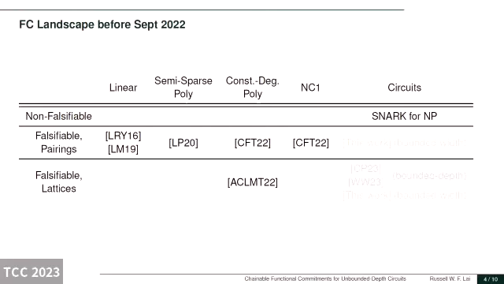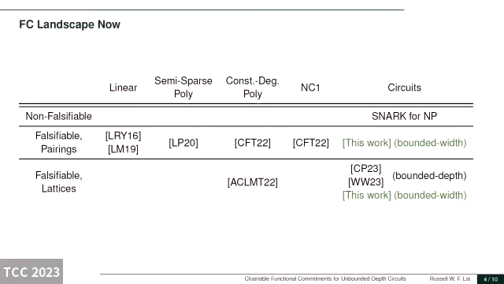Now, this is sufficient for bootstrapping a snark, but for the purpose of building a VC scheme, we want our FC to be as expressive as possible. So this year, there are 3 concurrent works which build functional commitments for general circuits. Namely, there was the work of de Castro and Peikert and the work of Wee and Wu, who built functional commitments for bounded depth circuits. And in contrast, in this work, we built functional commitments for bounded width, but unbounded depth circuits.